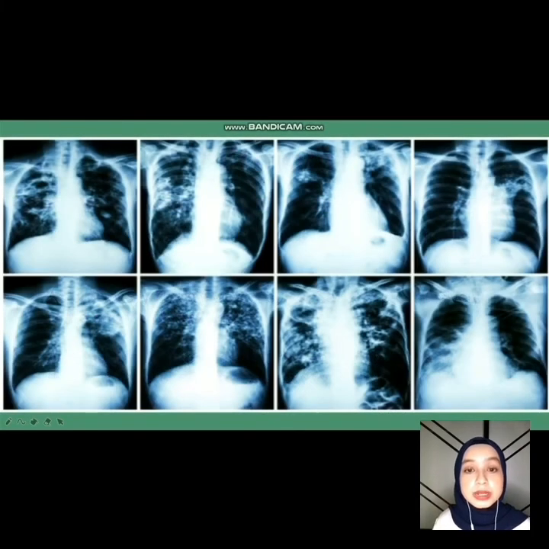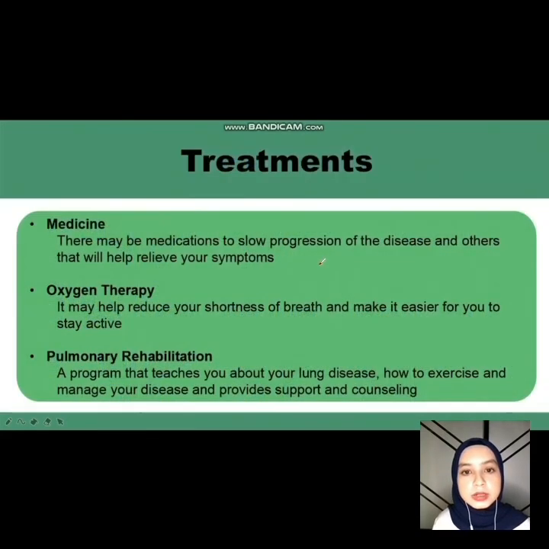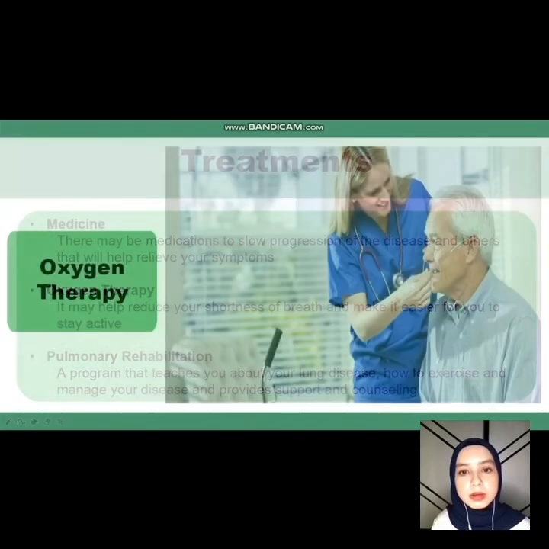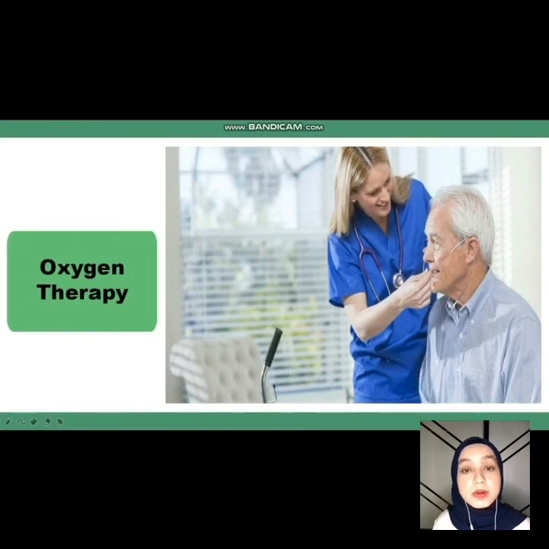Okay, this is an example of a patient with pulmonary fibrosis. As you can see in this diagram, there are many scars in the lung. Okay, treatment. Number 1, medicine. Number 2, oxygen therapy. And number 3, pulmonary rehabilitation. This is an example of oxygen therapy.